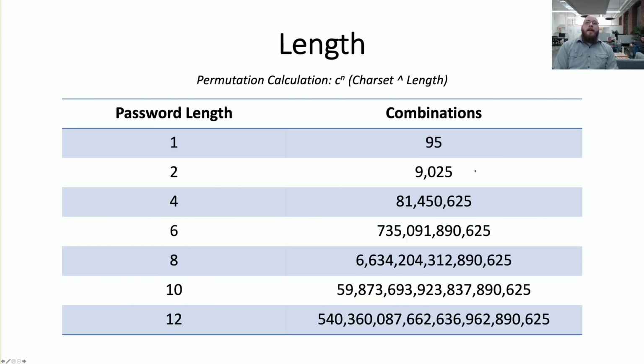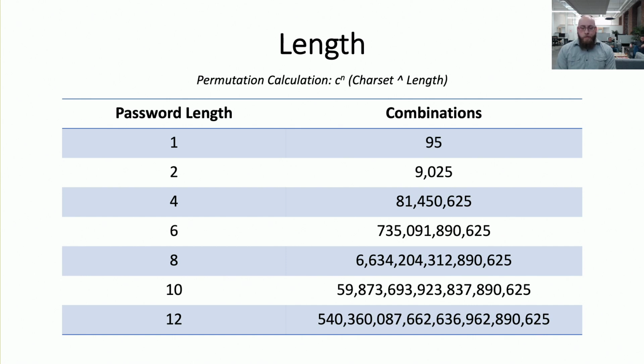The first component in a good password is length. You can see the permutation calculation up here is the total available number of characters raised to the power of the length of your password. Typically, if you have 95 different characters to choose from, and your password length is 1, you have 95 combinations. If you add just a single character, you're going to end up with over 9,000 combinations.